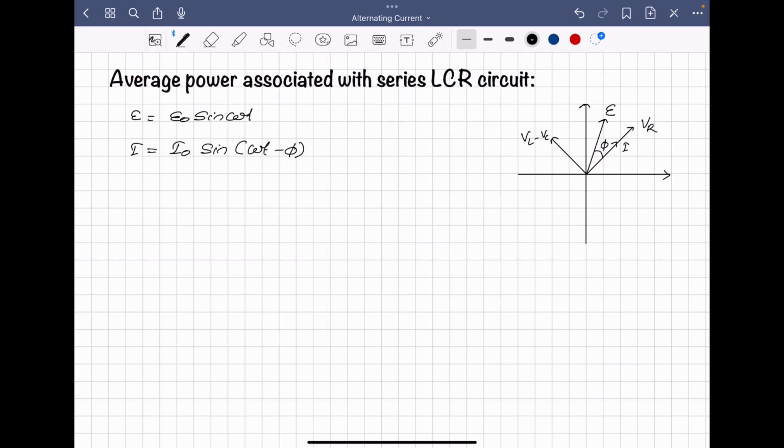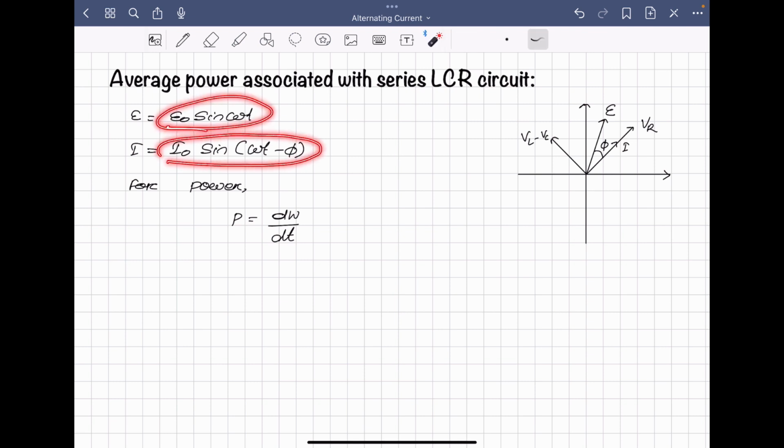So we can write I as I naught sin(omega t minus phi). After that, we have to find the power. For power, we can write P equal to dW by dt. And for AC, we know the power is the product of instantaneous EMF and instantaneous current. Here we have instantaneous EMF E naught sin omega t and instantaneous current I naught sin(omega t minus phi). So just multiply them.